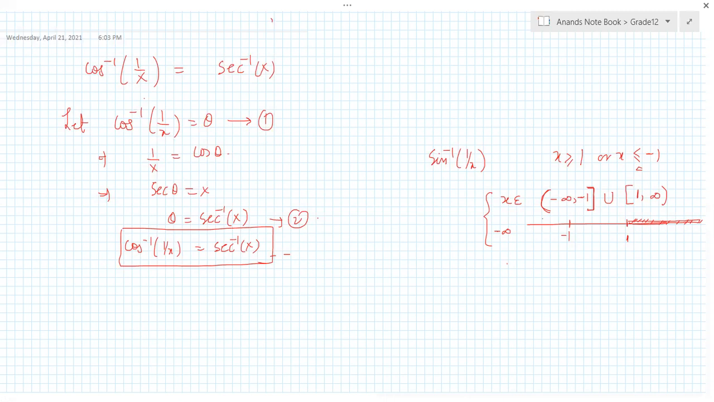Tan inverse of 1 by x is cot x. And here the only requirement is x is greater than 0. Because if you see there for tan x, it is a real number. Tan of tan inverse of x is a real number. Here it is only x is greater than 0.